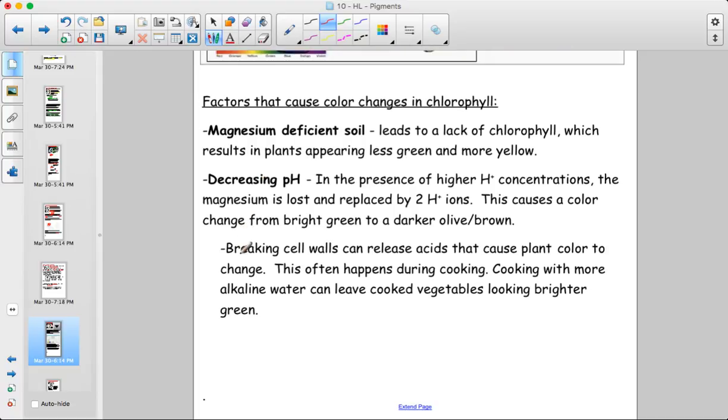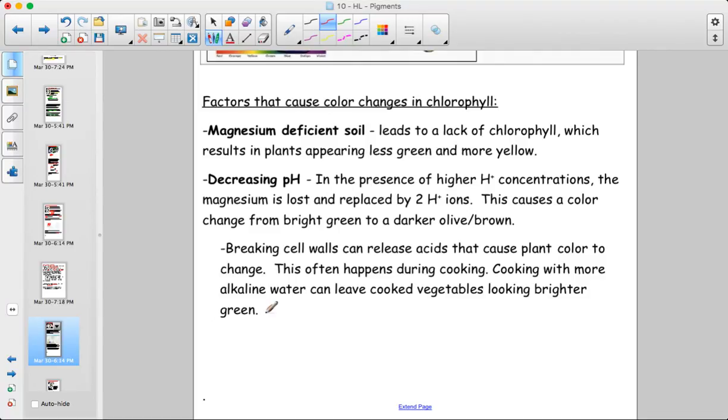If you decrease the pH of a chlorophyll environment, then that can cause the magnesium to be replaced by H+ ions, and that causes a change from a bright green color to sort of a darker olive brown color. If you've ever done some cooking and you take a plant of some sort like spinach or kale and you sort of bust up, you massage the kale, as they say.